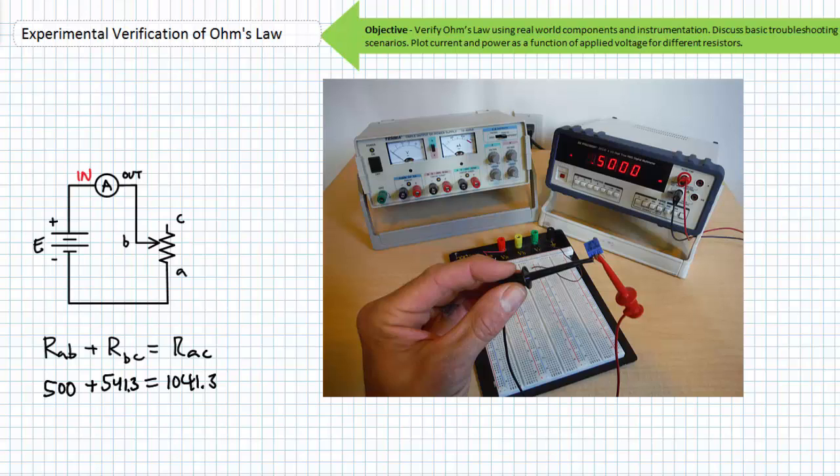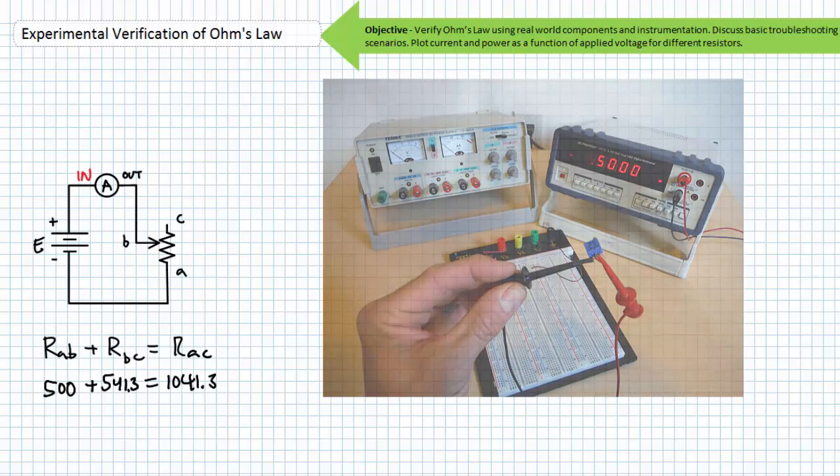The other 541.3 ohms of this 1041.3 ohm potentiometer is on the other side. If we use that side instead of the one we meant, our answers would be close but suspiciously off, just enough to warrant further inspection.